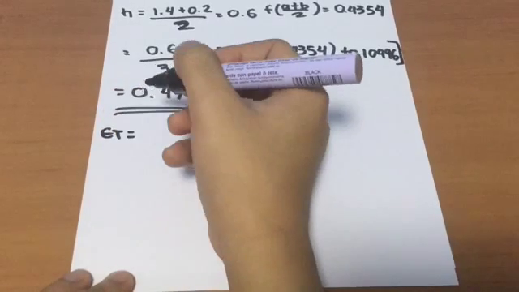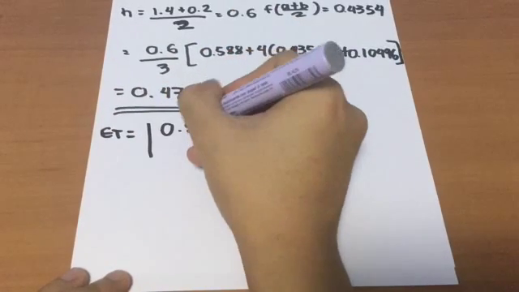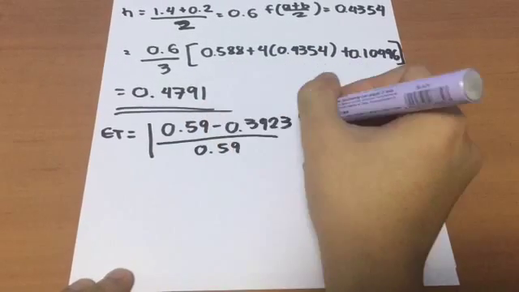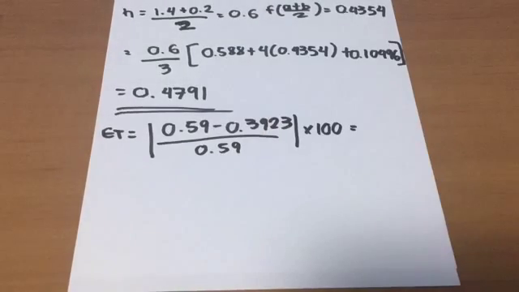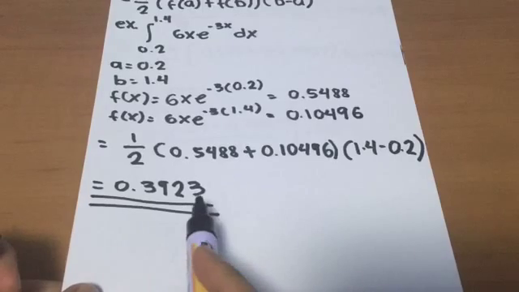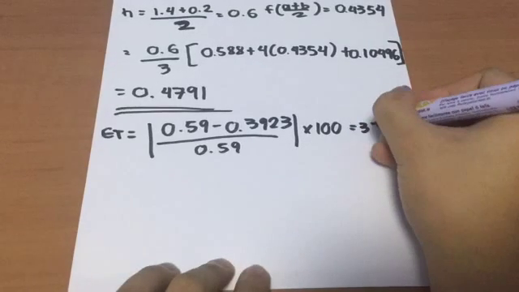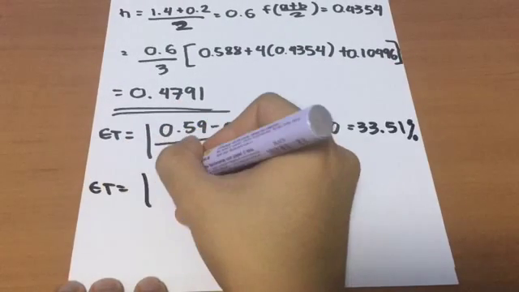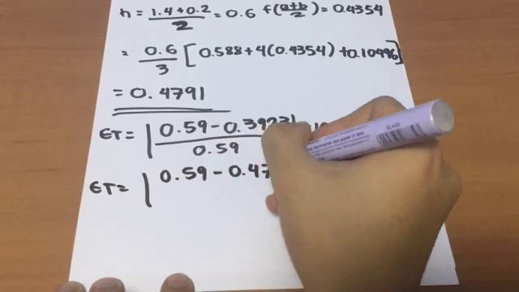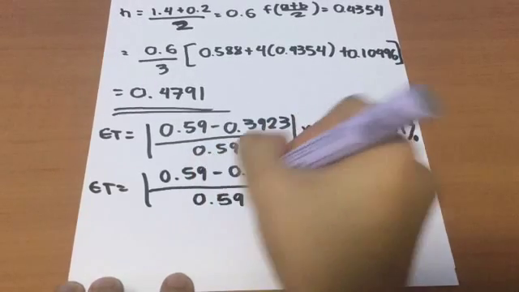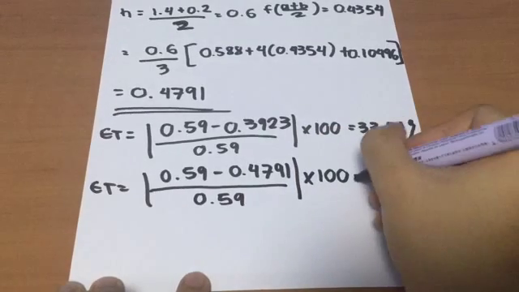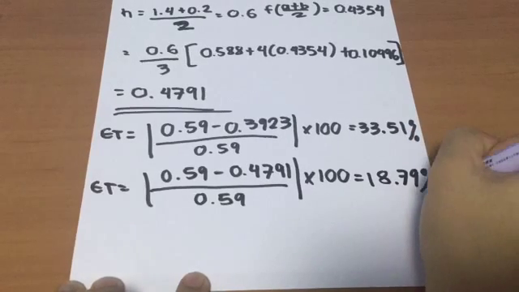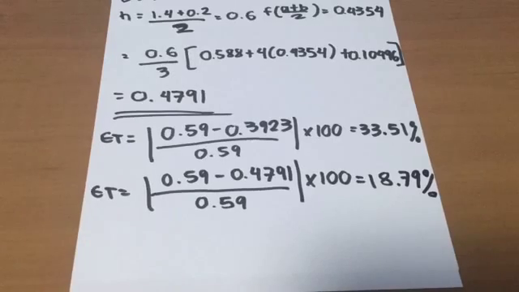We can get their true error. So for our trapezoidal rule first, since our true value is 0.59, our approximate value is 0.3923. We have here the trapezoidal rule from a while ago. We have 33.51% of true error, and we find the Simpson's rule error, and we get 18.79%, lower than our previous true error. So that's it.